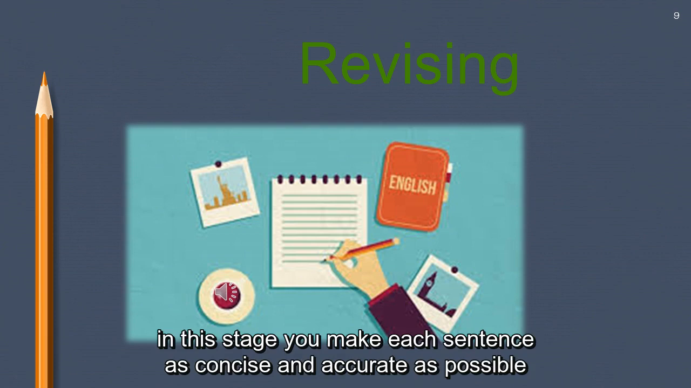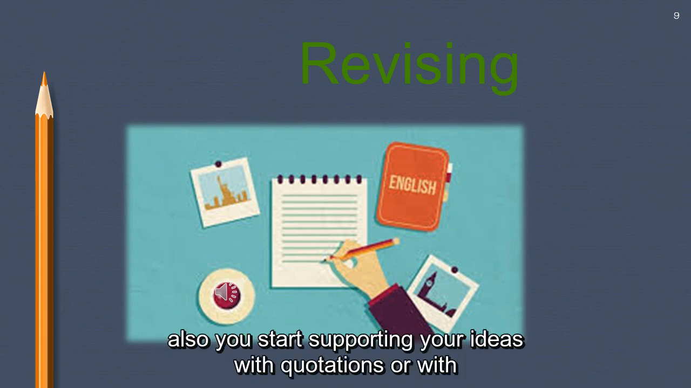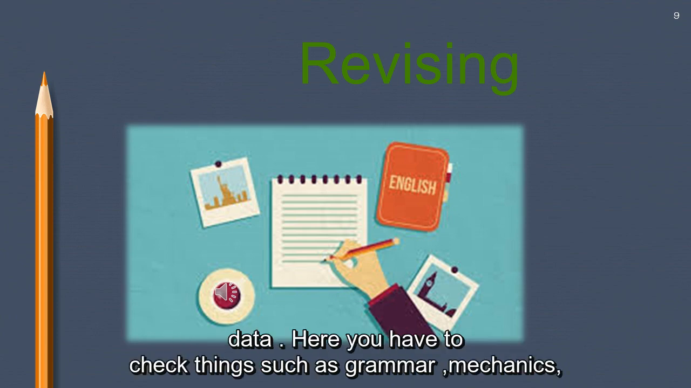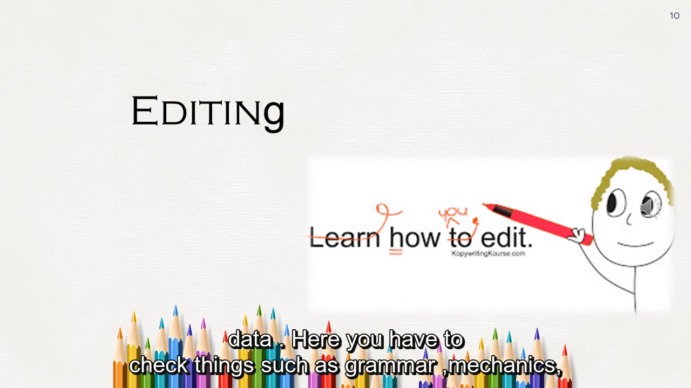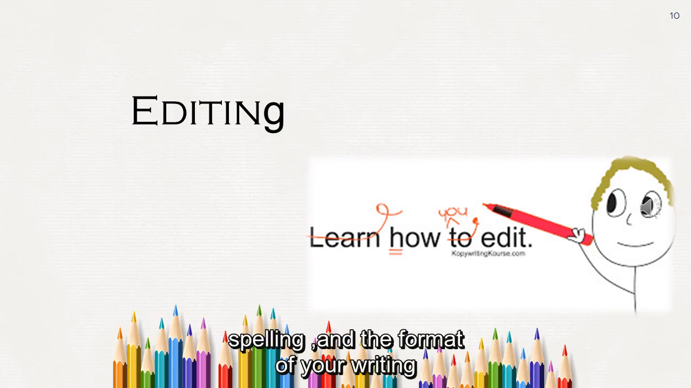In this stage, you make each sentence as concise and accurate as possible. Also, you start supporting your ideas with quotations or with data. Here you have to check things such as grammar, mechanics, spelling, and the format of your writing.